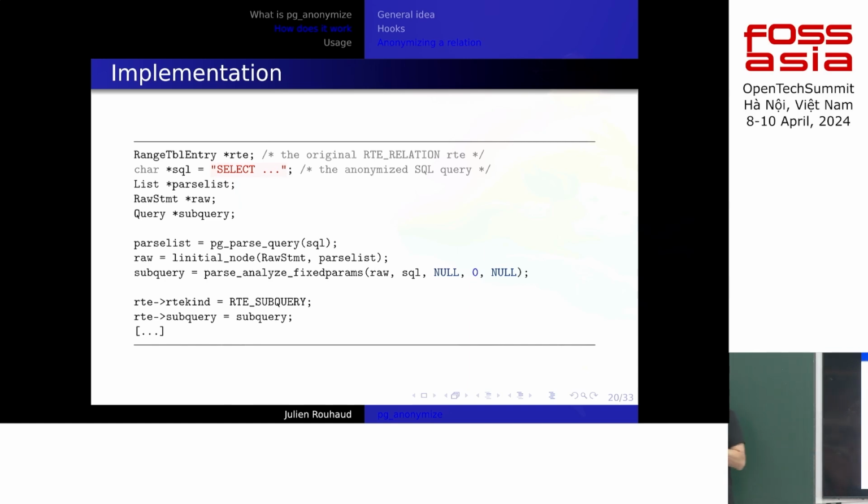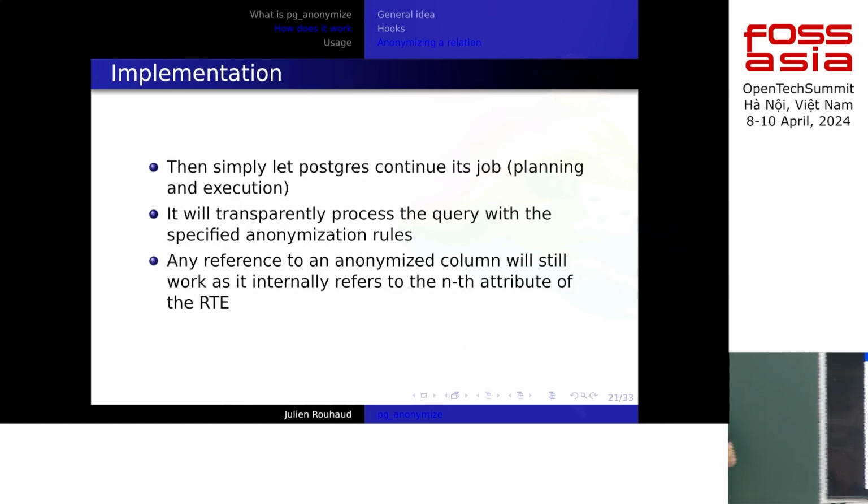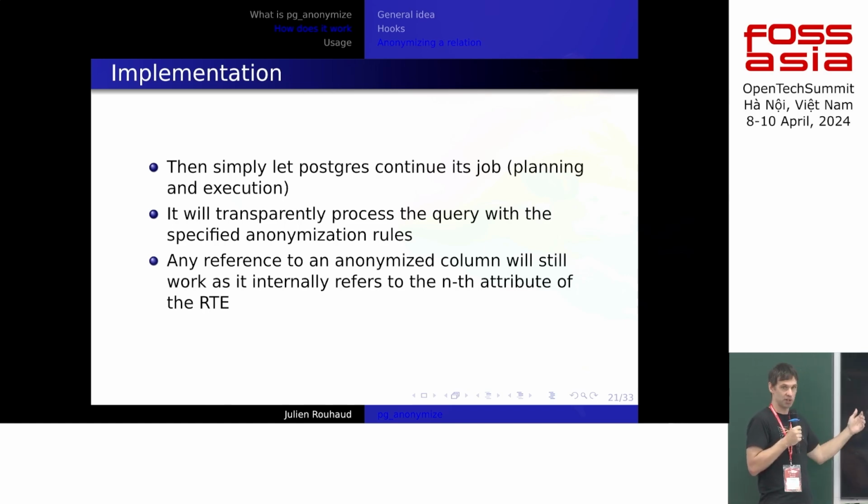And when it's done, my work is finished. I say, okay, now I injected the subquery with the anonymization. I just return, Postgres, keep doing your job. So Postgres will plan it, execute it, and the user will see the anonymized data without having done anything specifically for it. So it's all transparent, and there's nothing the user can do to escape it.